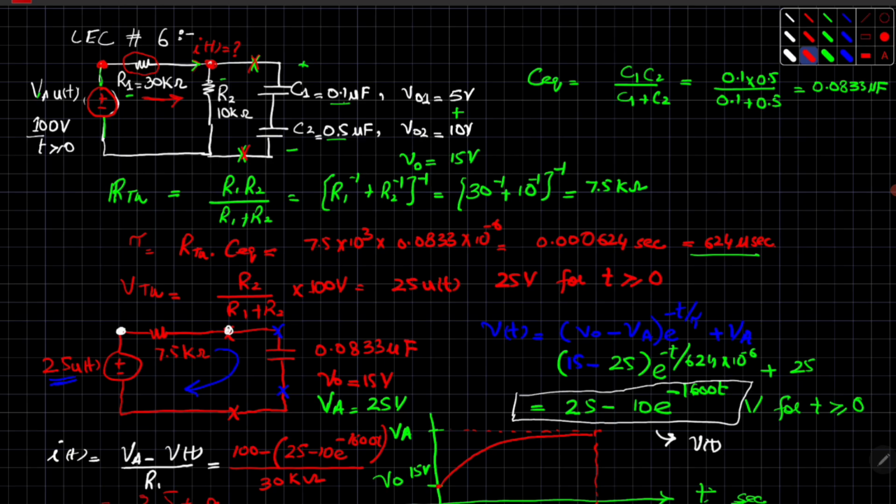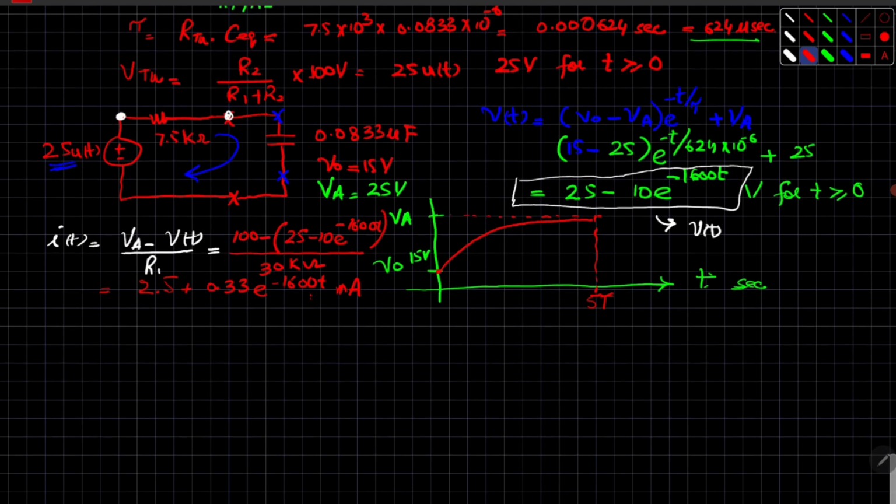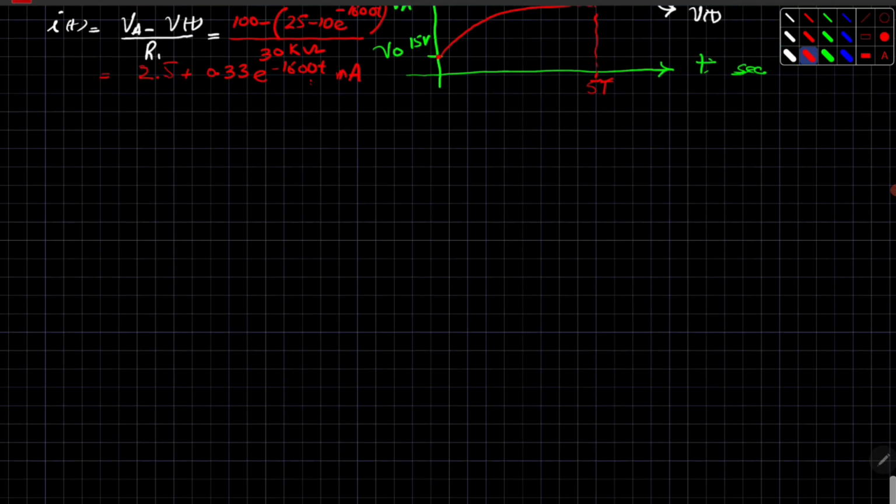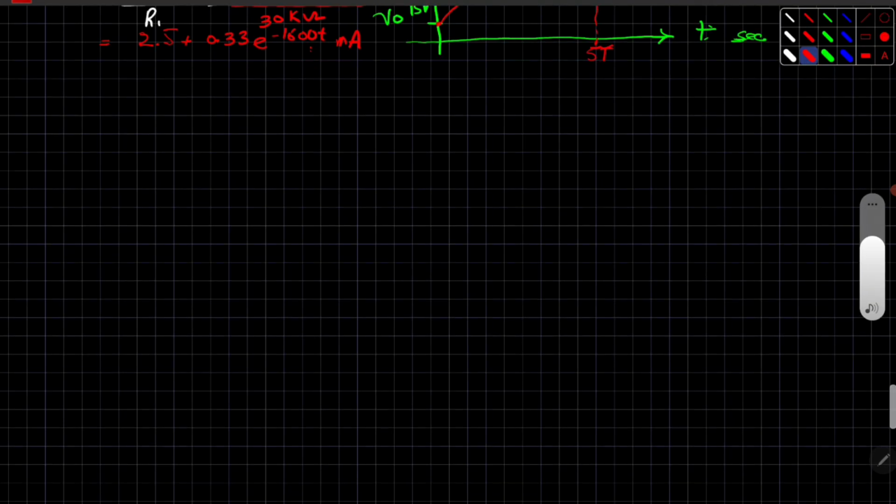plus 0.33 e raised to power minus 1600t, and that will be in milliamperes because the resistance was in kilo ohms. So this is our example. Now in the same lecture we will solve another example that is very interesting. Now you will start noticing that things are getting very easy and interesting.